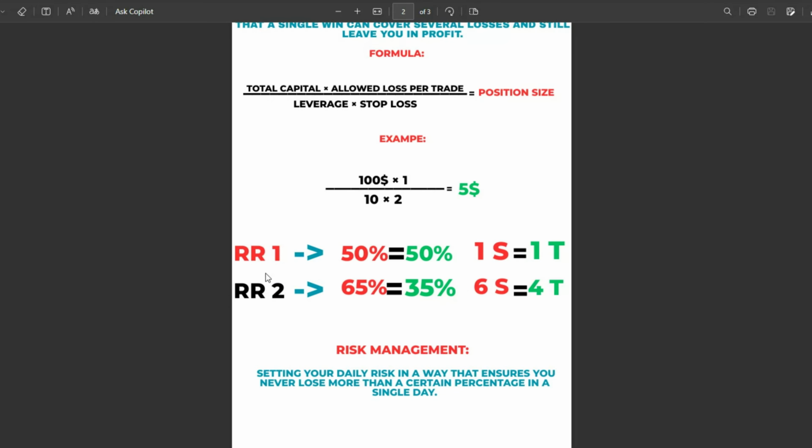When we trade with a risk-to-reward ratio of 1, it means there's a 50% chance of losing and a 50% chance of winning. So, hitting the target once and hitting the stop loss once will break even. But when we follow a risk-to-reward ratio of 2, we can hit our stop loss 65% of the time and our target 35% of the time, and still break even. This gives us more room for error. We can lose 6 trades and win only 4, and still come out even. That's a great edge to have in trading.